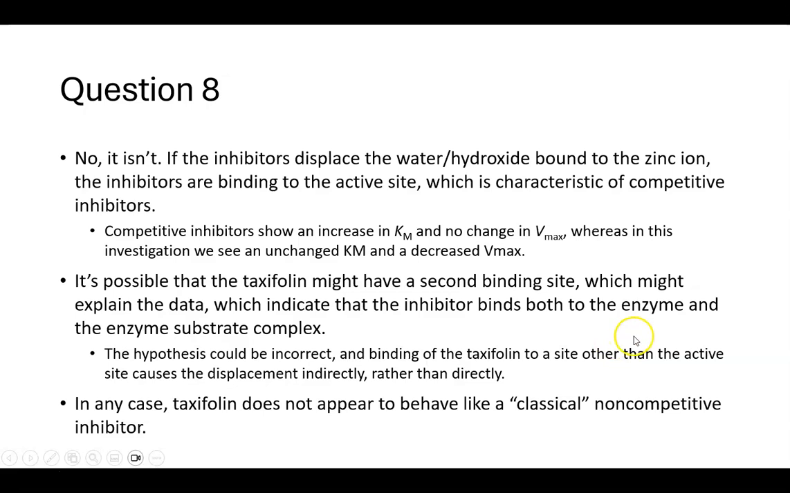In any case, taxophilin doesn't appear to behave classically, in that it doesn't behave like the textbooks say it's supposed to behave. If it really is competitive, you wouldn't see these Km and Vmax changes that we saw. If it is non-competitive, then it doesn't do this directly. So the way that this question was graded is, what did you come up with, and did you support your answer? So your grade on this question was based on not how you answer the question in terms of did you support this or don't you, but how did you support it?